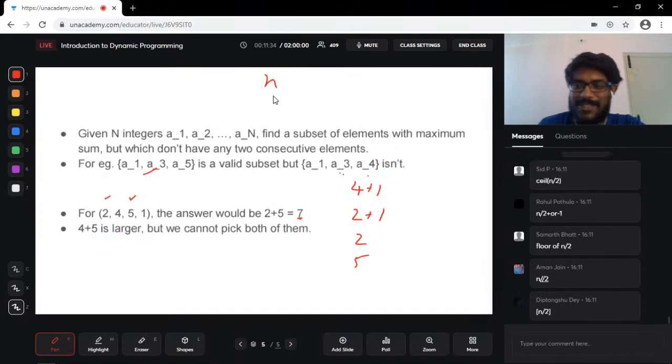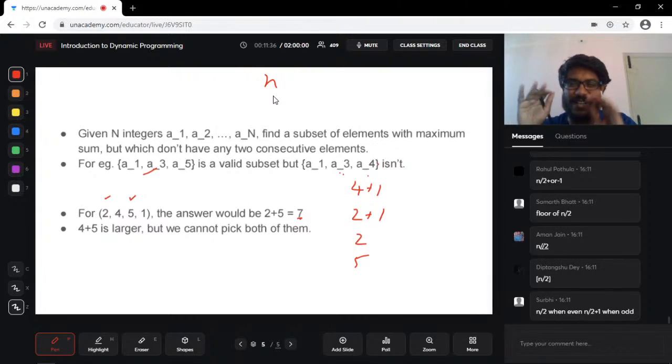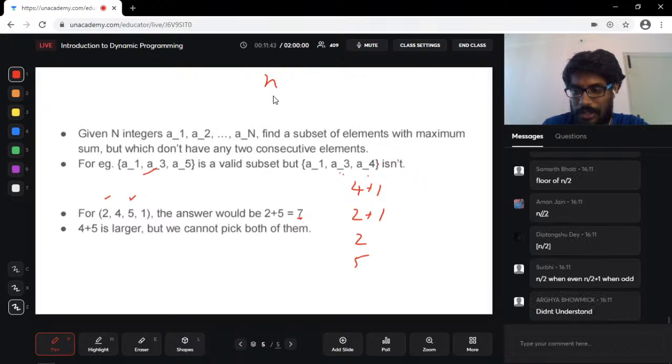Yeah, it's n by 2 plus or minus 1, or n by 2. It's something along that range, right? But what exactly is it? Okay, Surabhi has also gotten it correct.